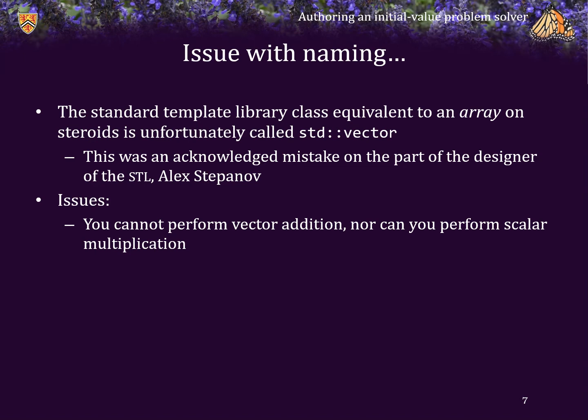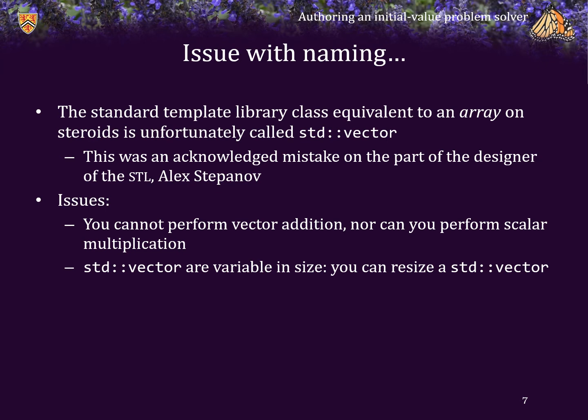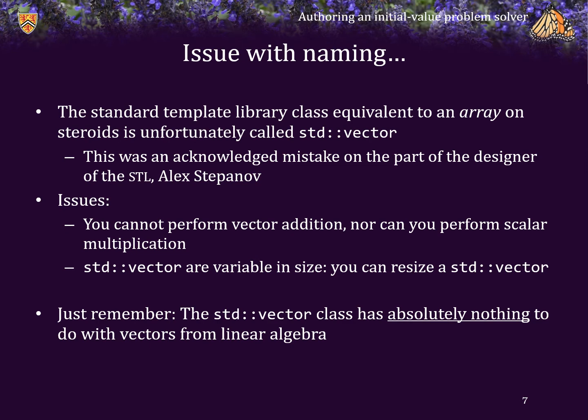First of all, it's a vector class, but you cannot perform vector addition, nor can you perform scalar multiplication. Also, vectors are variable in size. You can resize how many objects are being stored in a vector. So it really was a poor choice because, as you know in linear algebra, if you're dealing in R^n, you assume you are in R^n. You don't resize vectors to move from R^3 to R^7 unless you have a linear transformation. So just remember, the standard vector class has absolutely nothing to do with vectors from linear algebra. Remember that, and that will make a few things easier to understand.